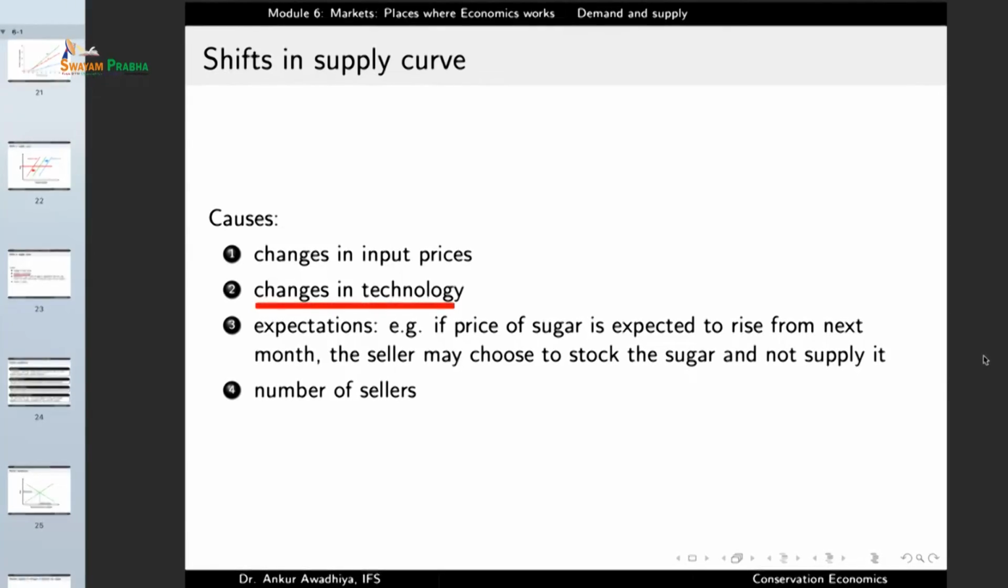Also, the number of sellers. If more sellers are available in a market, the supply curve will shift towards the right, because now more and more quantity of goods will be available to be sold in the market because there are more sellers. So these are the reasons for shifts in the supply curve.